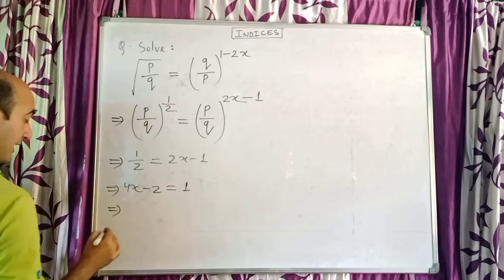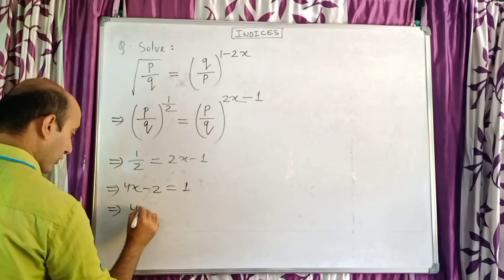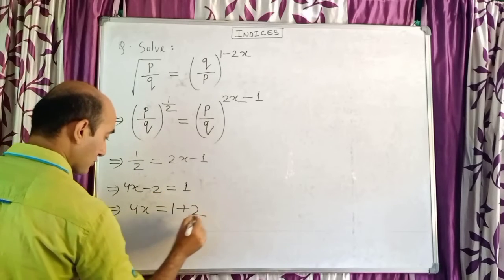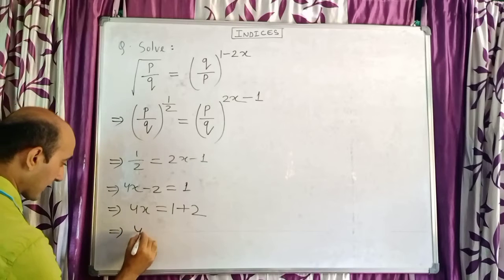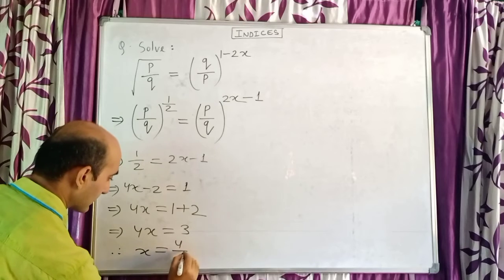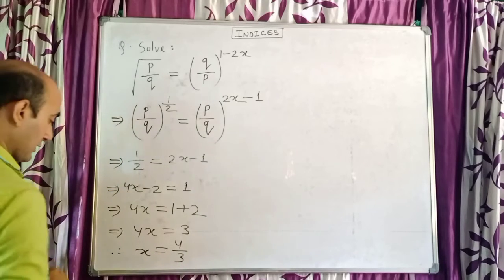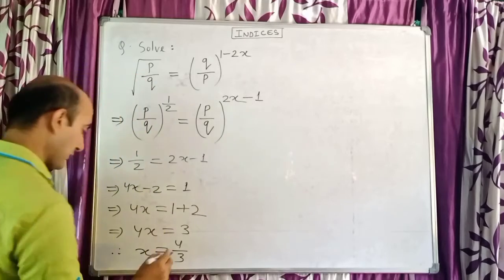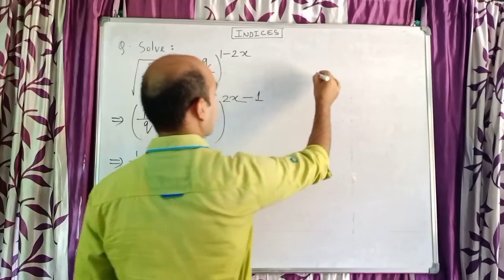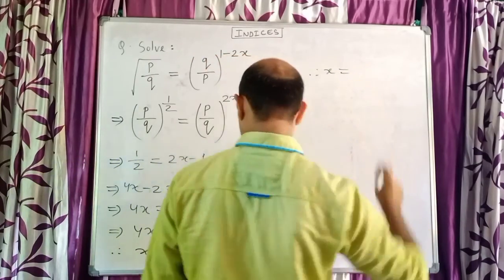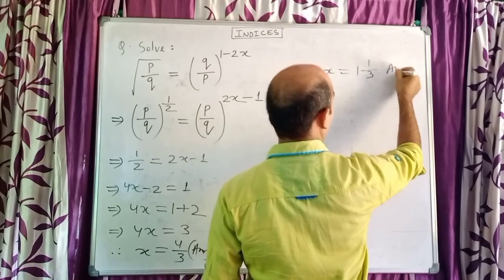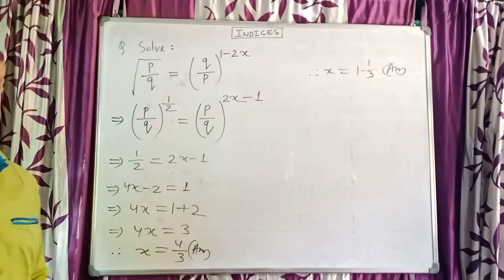So we will be getting our answer now. 4x equal to 1, minus 2 going that side will become plus 2. So finally 4x equal to 3. Therefore x equal to 3 by 4. This is our answer. One more thing you can do: if you want to write this as the answer, no issue. And if somebody wants to write x by dividing 3 by 4, this is also correct. So both the answers are correct.